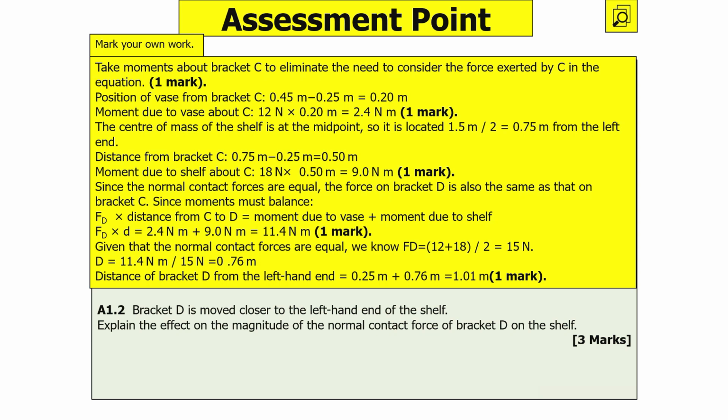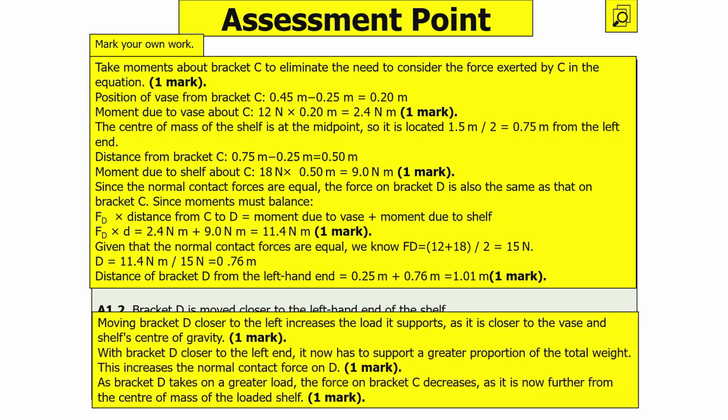So therefore D, the distance, is going to be the moment, which is 11.4 newton meters, divided by our force, 15 newtons, to give our answer 0.76 meters. So therefore the distance of bracket D from the left-hand end is 0.25 meters plus 0.76 meters, which is 1.01 meters.